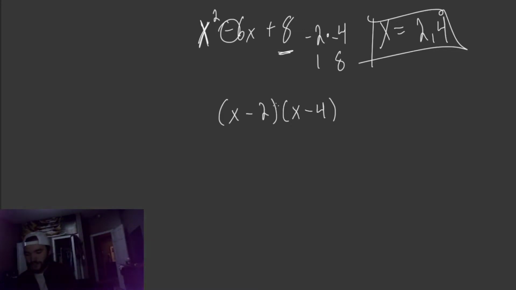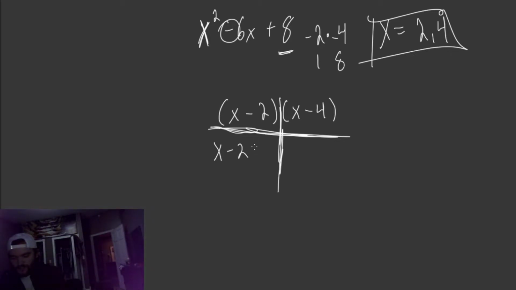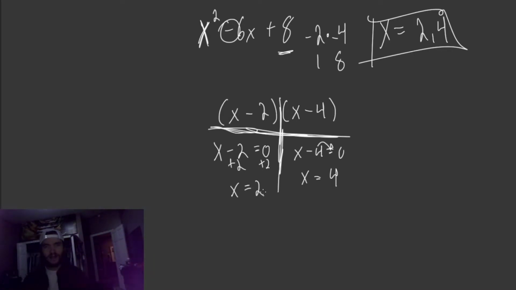I basically unfoiled it. I'm going to create this little makeshift table right here so that I can solve these individually. If I solve these individually, I would add the 4 over here, so I'm left with x equals 4. I would add the 2 over to here, I'm left with x equals 2. That easy. And if you look, I just found the answer a lot quicker than graphing it.